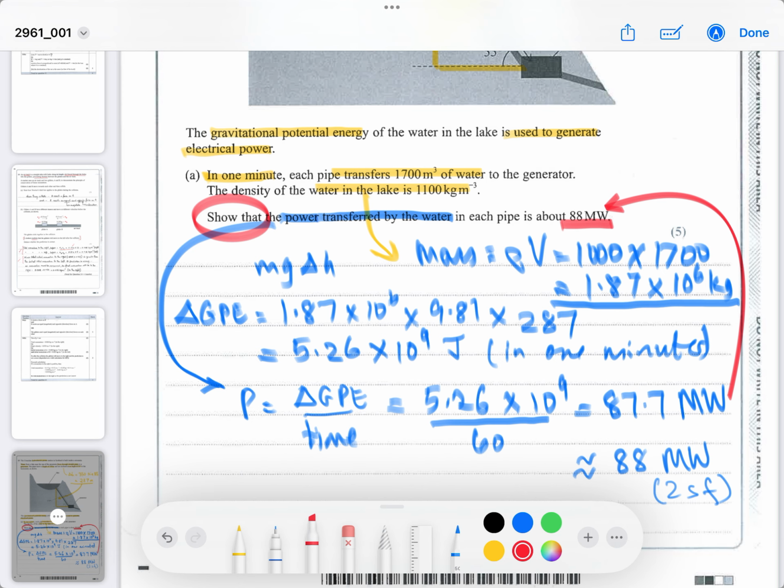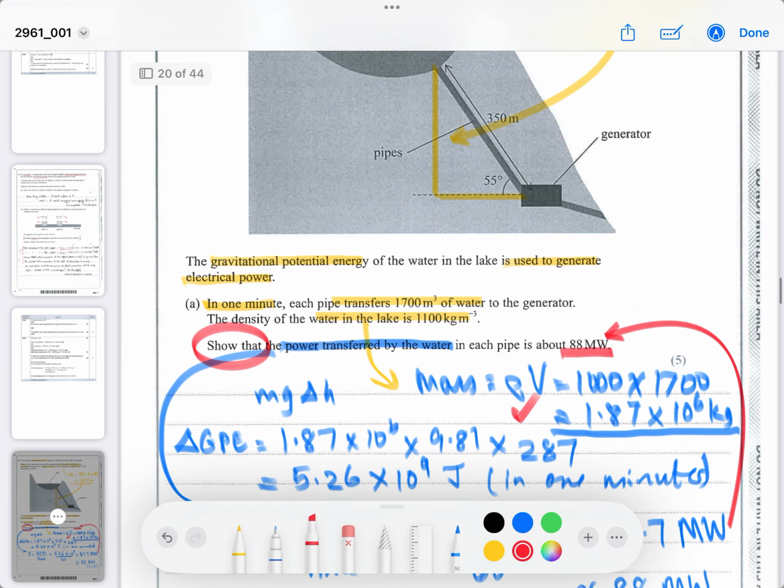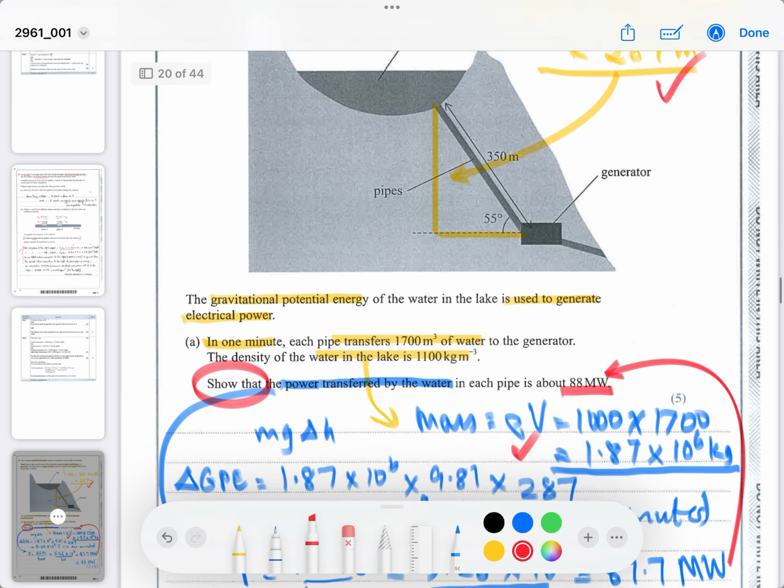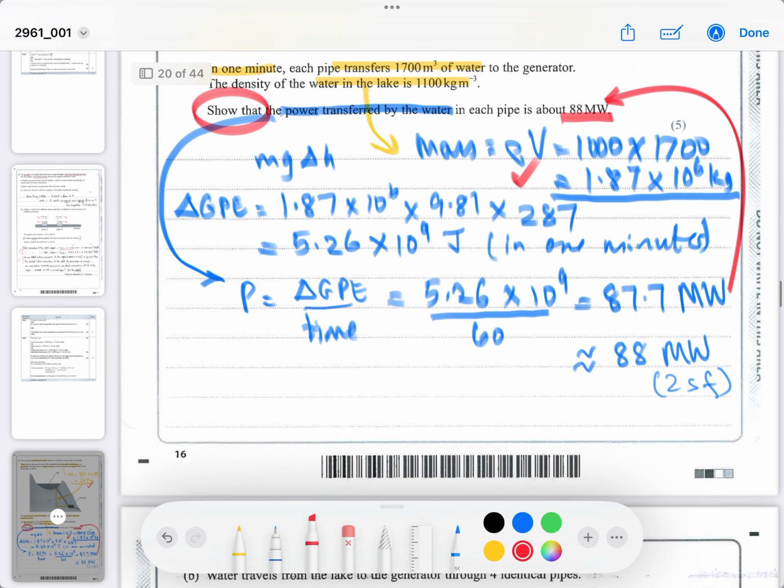So we get 1 mark for working out the mass. 1 mark up here for working out the vertical fall, 287 meters. So you're using your ability to resolve at an angle. Remember sine theta if it's the opposite angle. And then you get 1 mark for working out the gravitational potential energy, 1 mark for working out the power, and 1 mark for showing that it's approximately 88 megawatts.